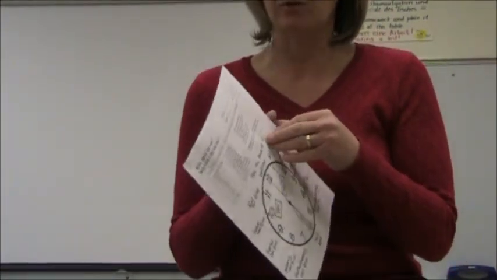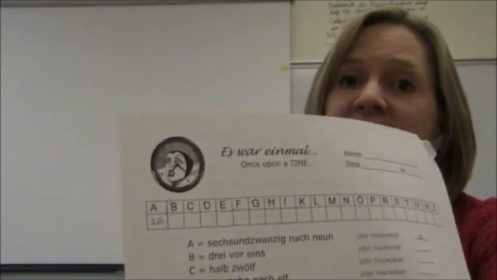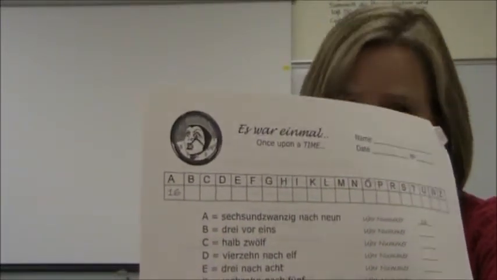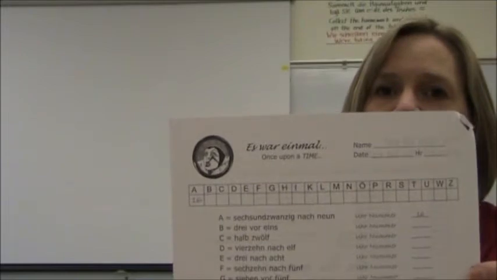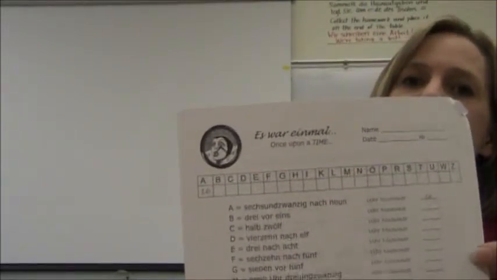First of all, if I were you, I would take it apart, and then it's easier to handle. So you take this worksheet that has the evil queen on it from Snow White, and it says es war einmal. Literally, that means it was once, and we translate that to mean once upon a time. On this paper, you see there are lots of letters from the alphabet. Underneath the letter A is the number 16, and that's because I've done one of the items for you.